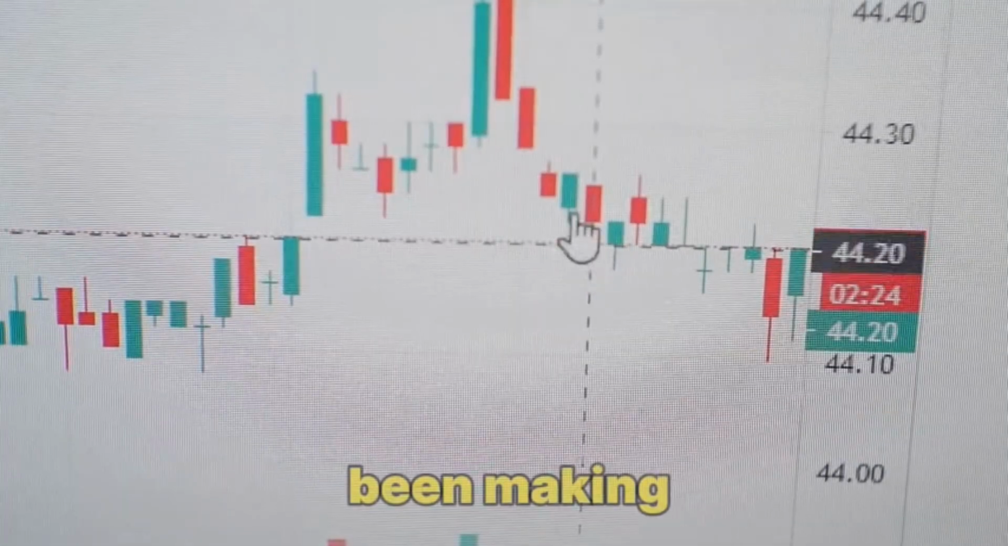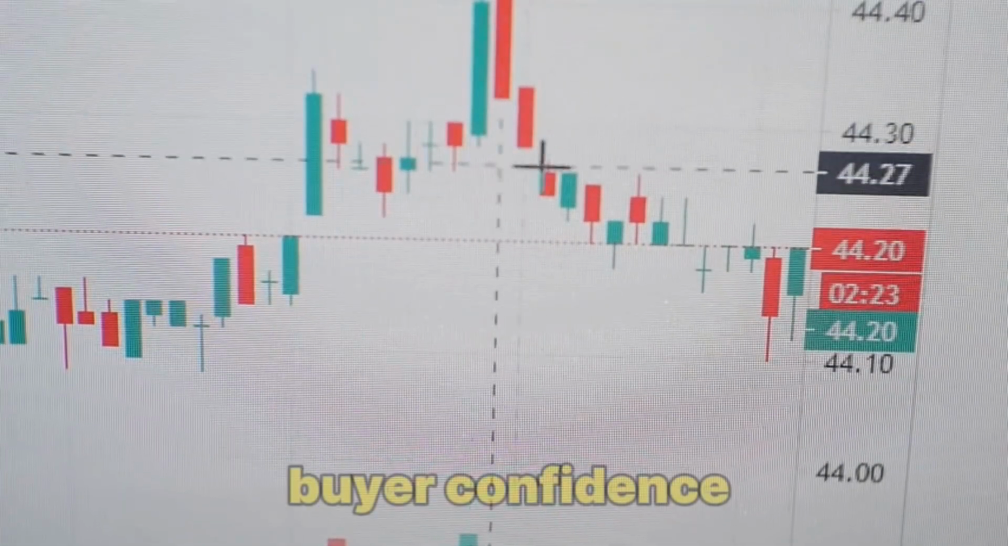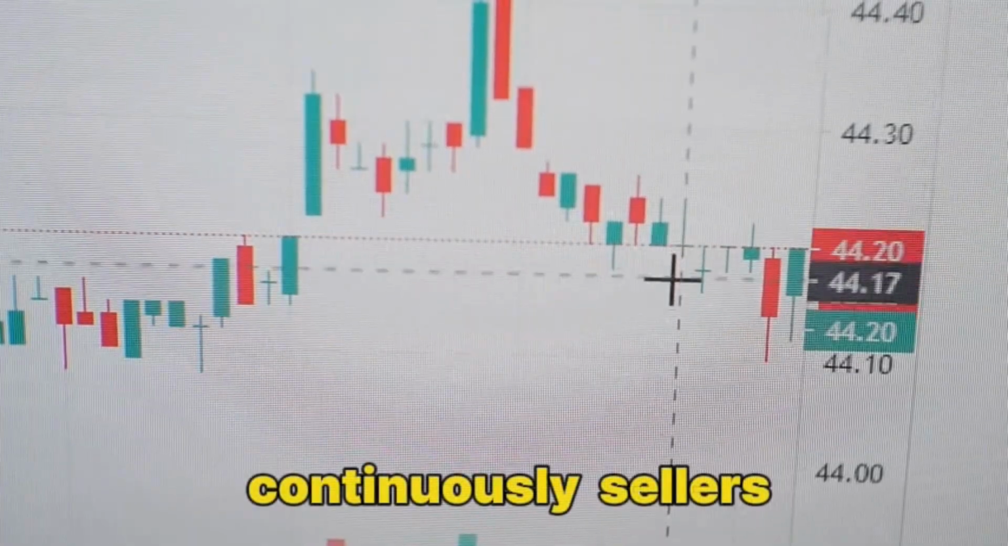Example, if a stock has been making steady gains for months, it shows buyer confidence. If it's falling continuously, sellers are stronger.